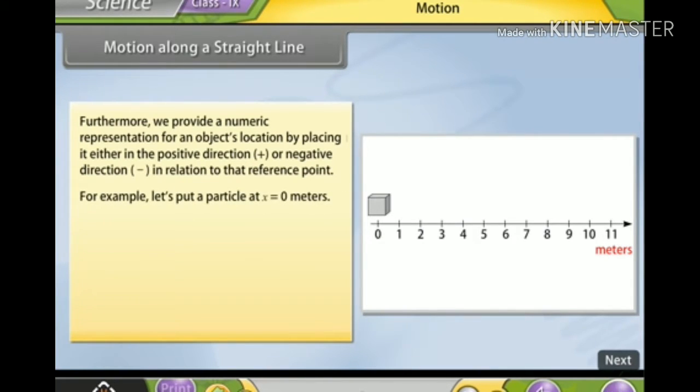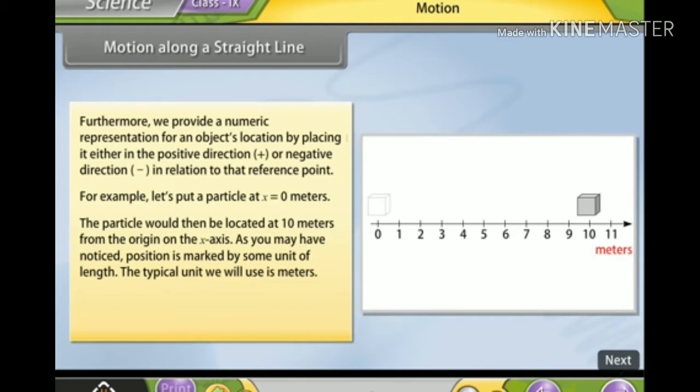For example, let's put a particle at x equal to 0 meters. The particle would then be located at 10 meters from the origin on the x-axis. As you may have noticed, position is marked by some unit of length. The typical unit we will use is meters.